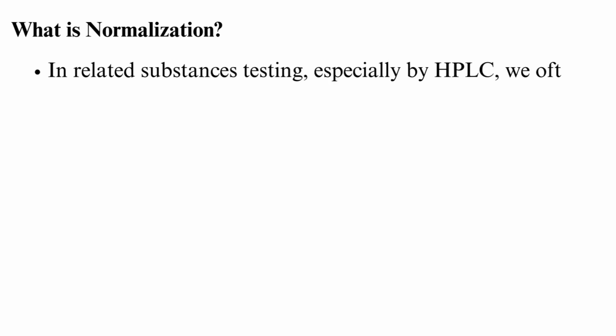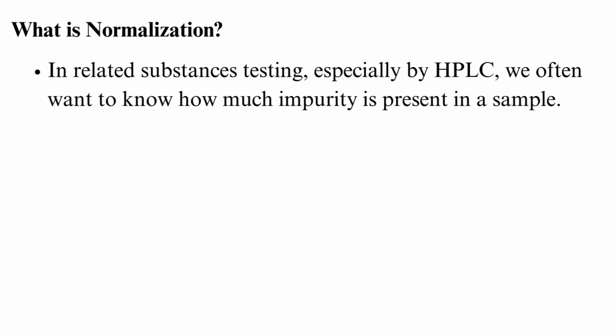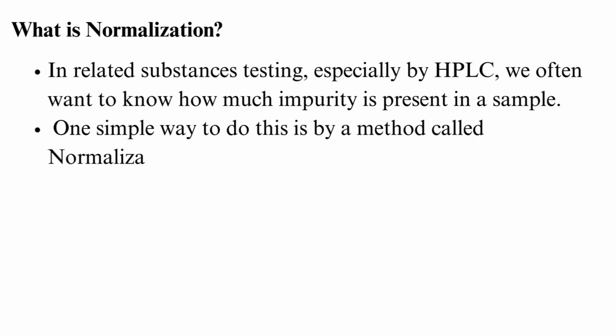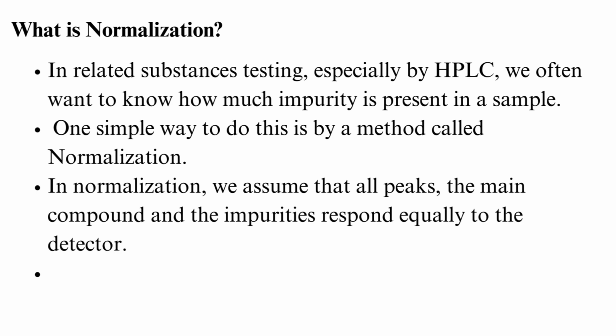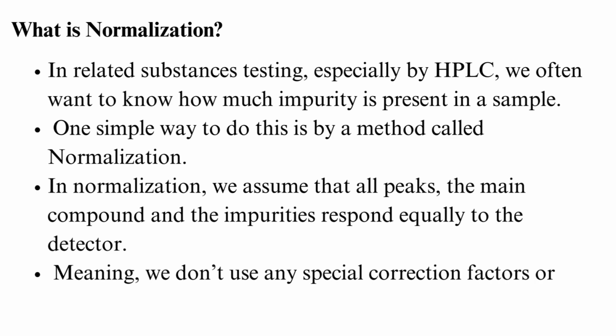What is normalization? In related substance testing, especially by HPLC, we often want to know how much impurity is present in the sample. One simple way to do this is by a method called normalization. In normalization, we assume that all peaks, the main compound and the impurities, respond equally to the detector, meaning we don't use any special correction factors or external standards.